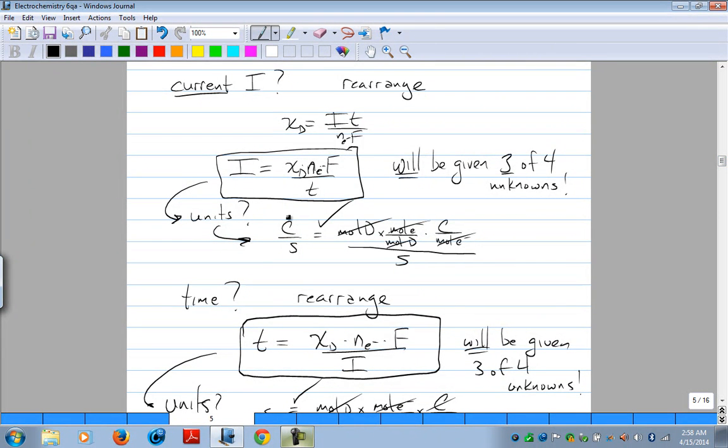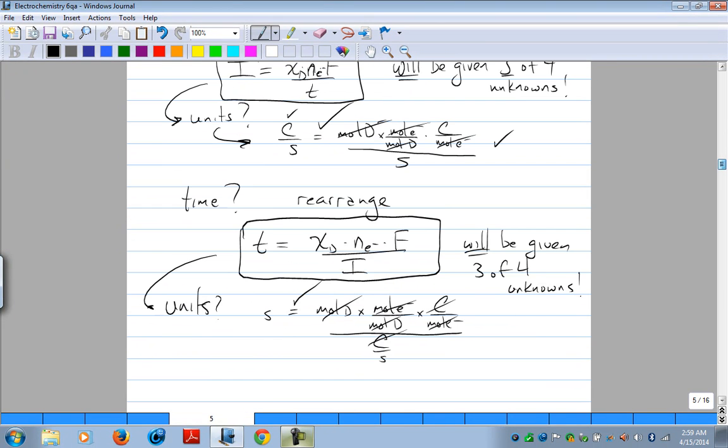Do the units check out? Well, current is coulombs per second, or amperes. X sub D is moles of D. N sub electron is moles of electrons per moles of D formed. Faraday is in coulombs per mole of electron, and time is in seconds. So yes, everything cancels except for coulombs per second. So that equation works out fine.